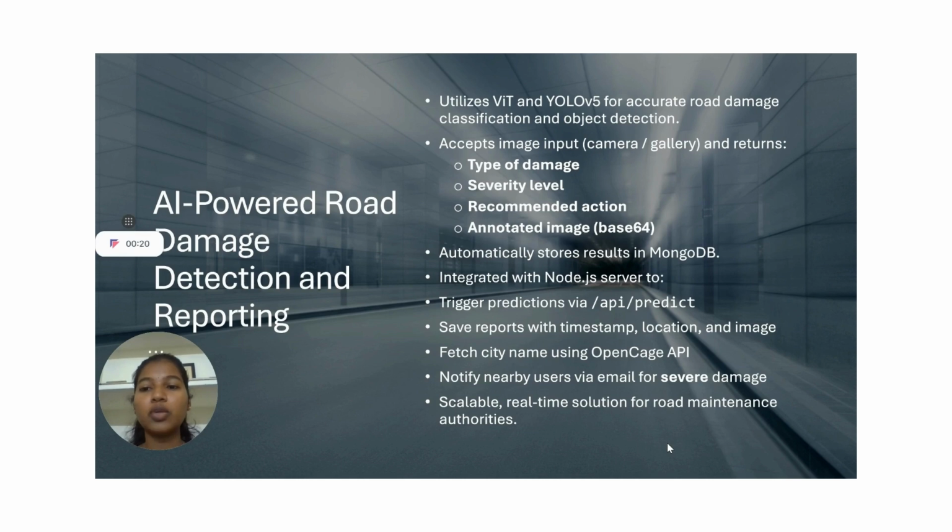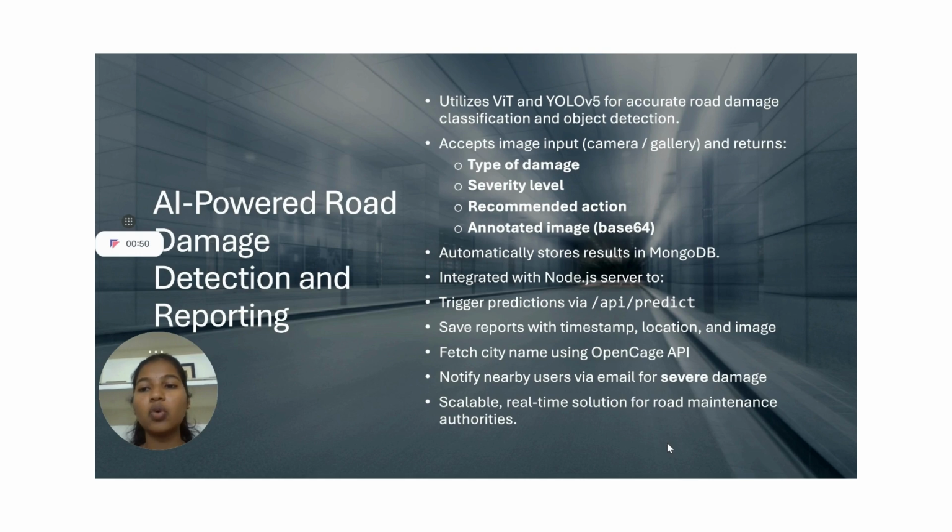AI powered road damage detection and reporting. SafeStreet uses advanced AI models like Vision Transformer and YOLO V5 to accurately classify road damage and detect objects. The system accepts image input from the camera or gallery, then predicts the type of damage, its severity, and the recommended action. It returns an annotated image and stores all results automatically in MongoDB.